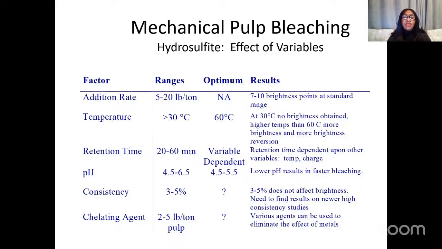So temperature is another effect, another variable. Temperature above 30 degrees centigrade is what you use. The optimal temperature at which this will perform best is 60 degrees centigrade. So at 30 degrees centigrade, there's no brightness obtained. But as you go to higher temperatures, then you achieve the brightness.